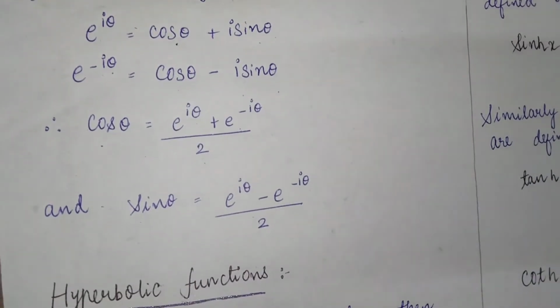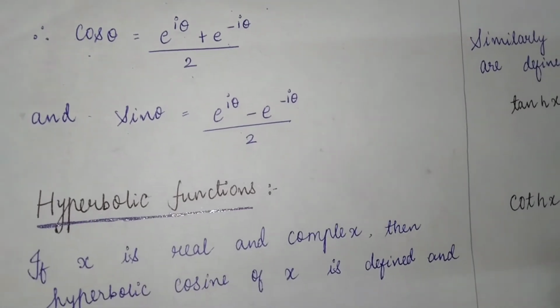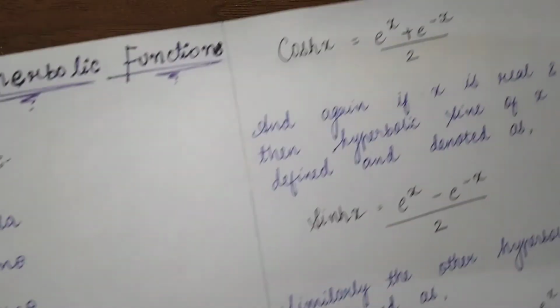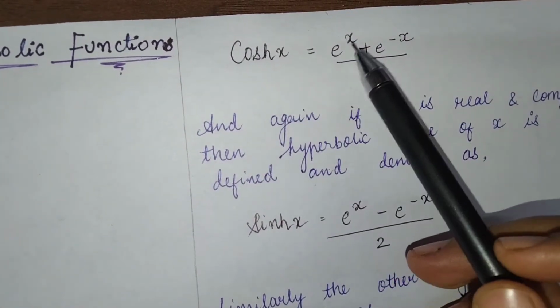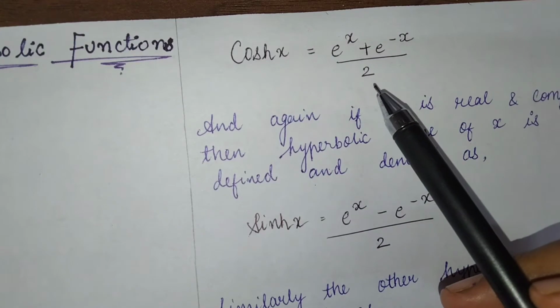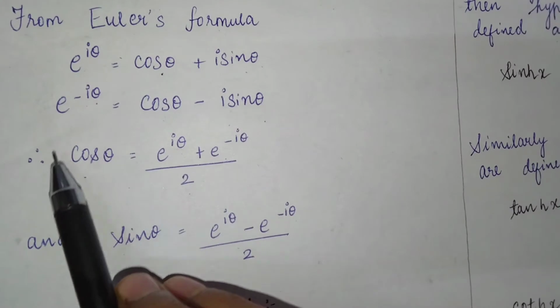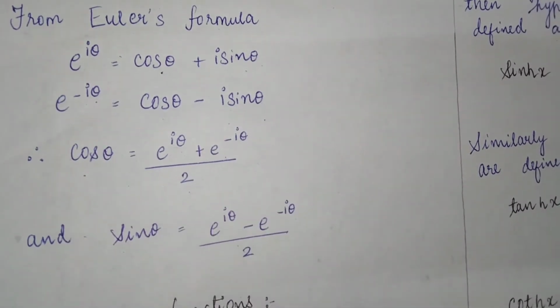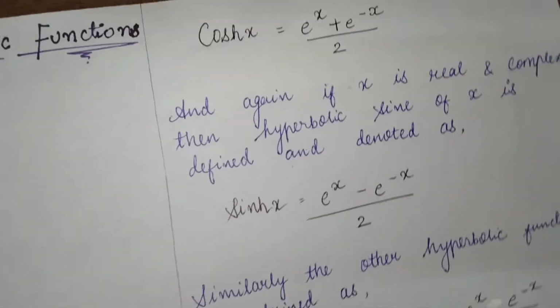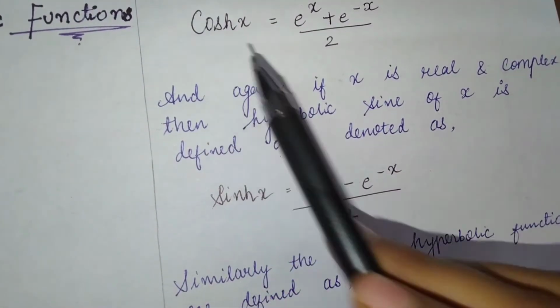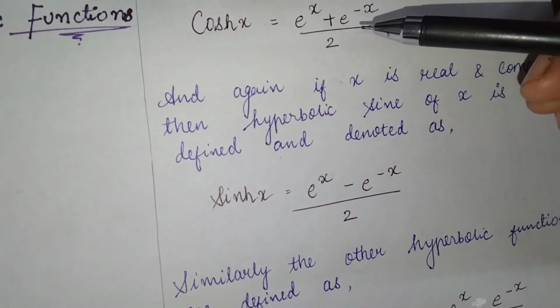So, moving towards hyperbolic functions. If x is real or complex, then hyperbolic cosine of x is defined and denoted as cosh x equal to e raised to x plus e raised to minus x by 2. Okay? If it is a circular function, then it is represented in the form of theta. But if it is a hyperbolic function, then it is represented in this way, that is cosh x equal to e raised to x plus e raised to minus x by 2.